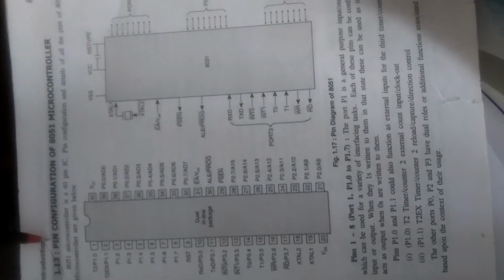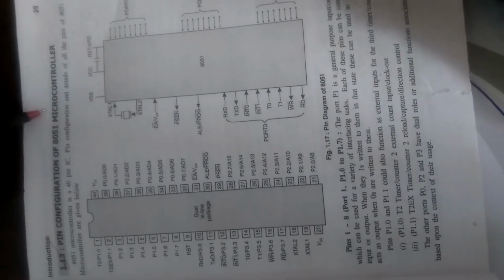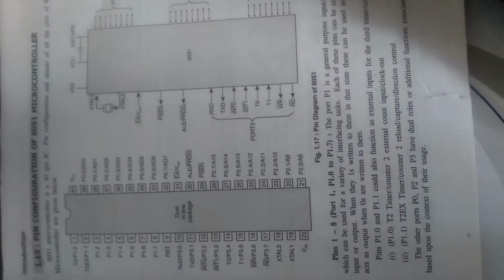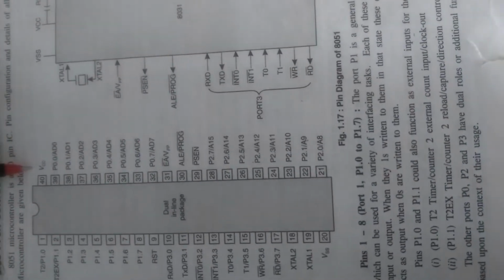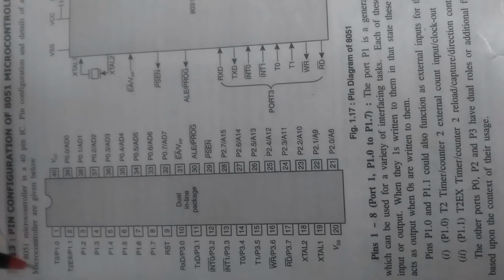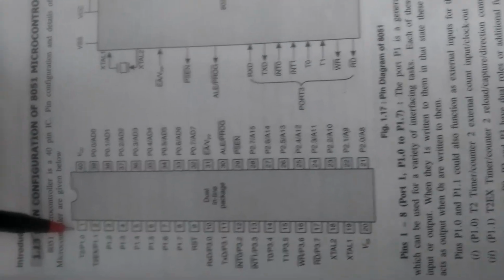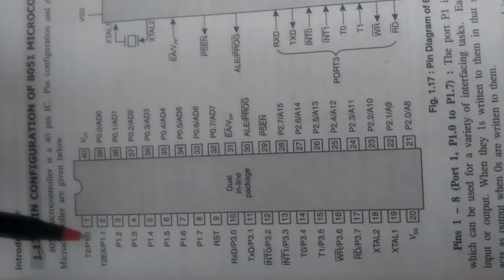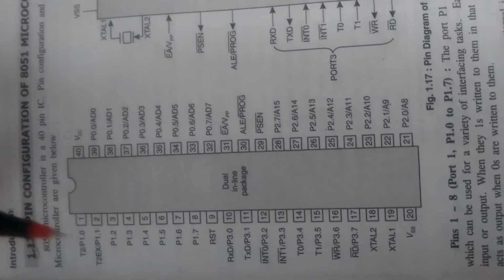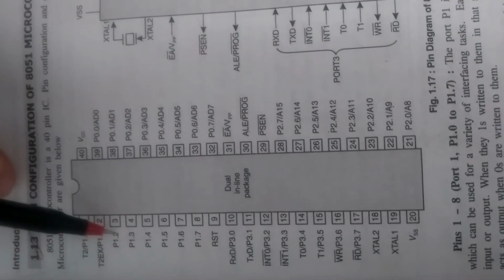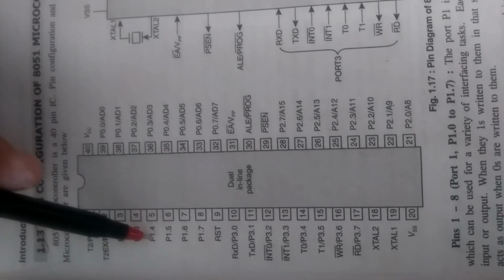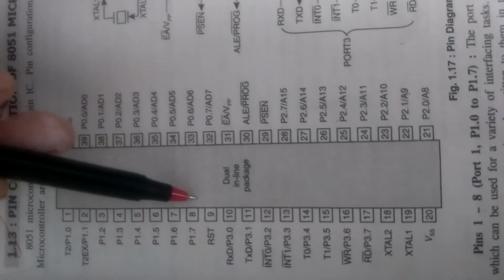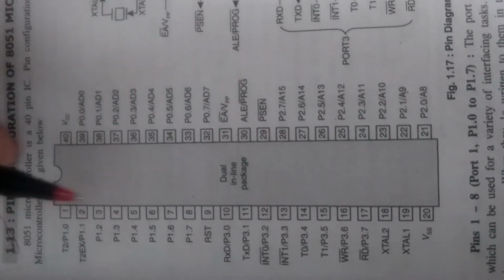Your next topic is the pin configuration of the 8051 microcontroller. As given in the diagram, it is a 40 pin diagram. Number 1 point, it is a T2 port. Number 2, T2 external port. These are the two ports. After that there are P1.3, P1.4, P1.5, up to 7. These are your 8 address ports.